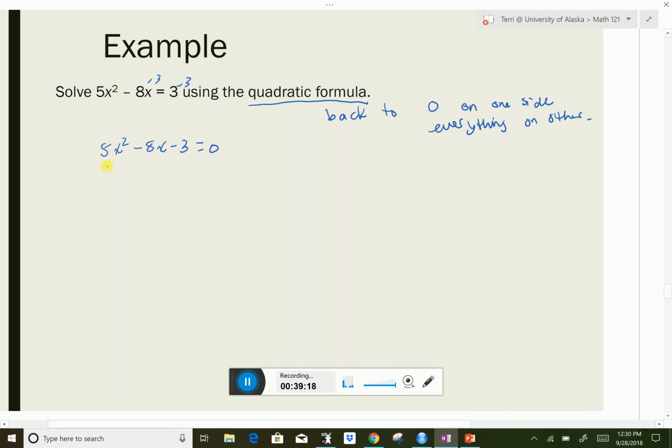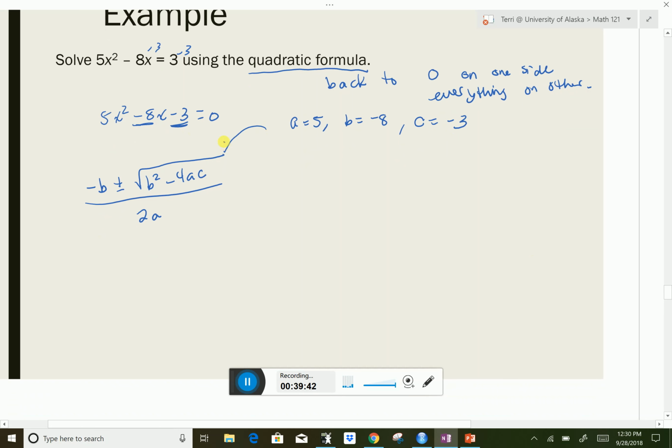So let's remind ourselves. Negative b plus or minus the square root of b squared minus 4ac, and all this is over 2a. So what is a? A is 5. B is negative 8. And c is negative 3. Because once it's on this side, it's negative. So let's plug this into the formula.